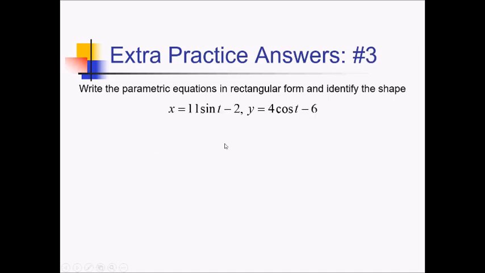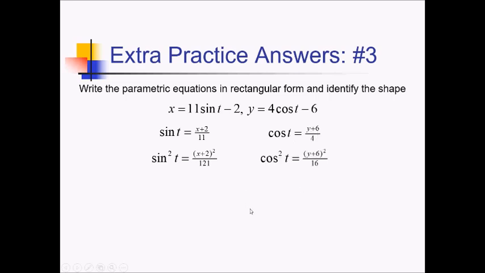On this problem, since I have two trig functions, I'm going to isolate them and square them and use a Pythagorean identity to get rectangular form. So for the x one here, I can add 2 to both sides and divide by 11. So we have sine of t equals x plus 2 over 11. And then if I square both sides of this, I have sine squared equals x plus 2 squared over 121. Now for the y part of this, I'm going to add 6 to both sides and divide by 4. So y plus 6 over 4 is the same as cosine. And then I can square cosine, and on the right side, I'll have y plus 6 squared over 16.